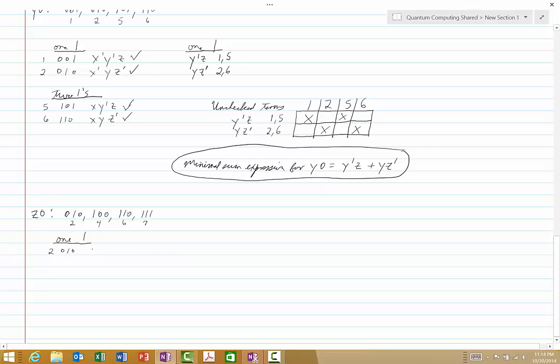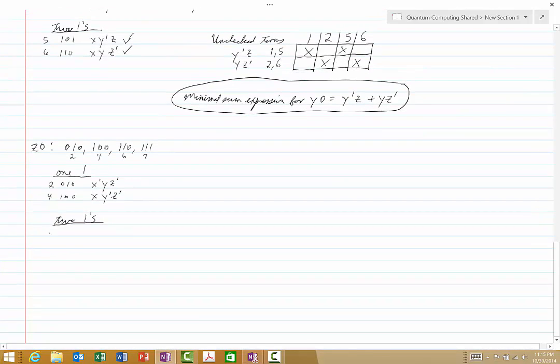Okay, so with one 1, we have the 0, 1, 0 term, which is x prime, y, z prime. We also have 1, 0, 0, which is x, y prime, z prime, and there are no other terms with only one 1. What about two 1s? Well, there's one of those terms. It is 6, 1 1 0, which is x, y, z prime. And then three 1s.